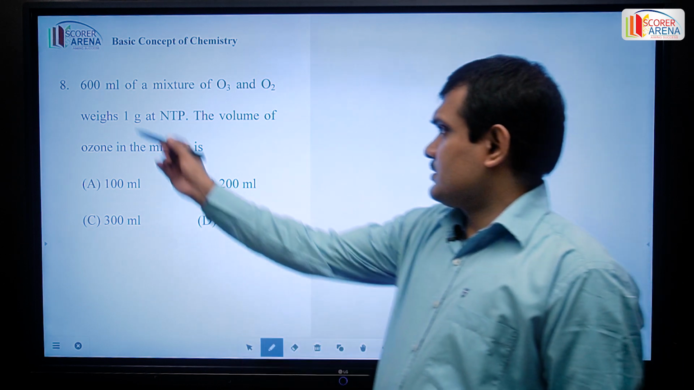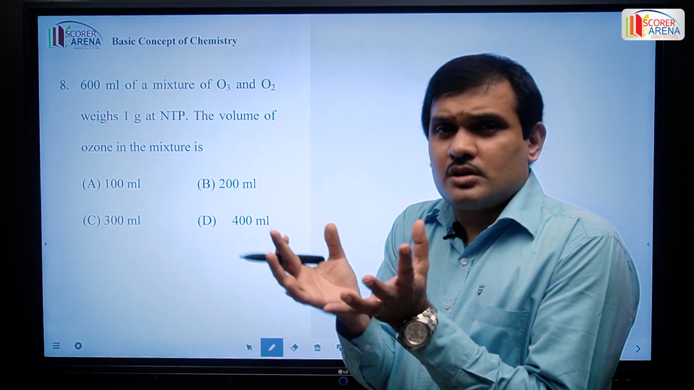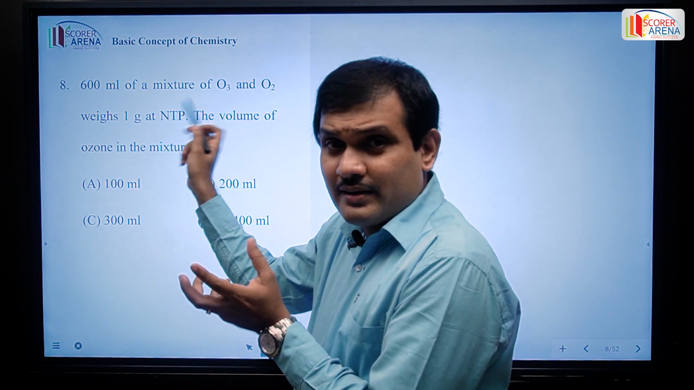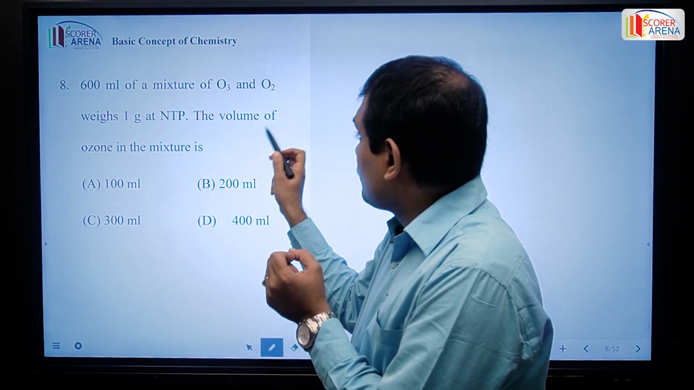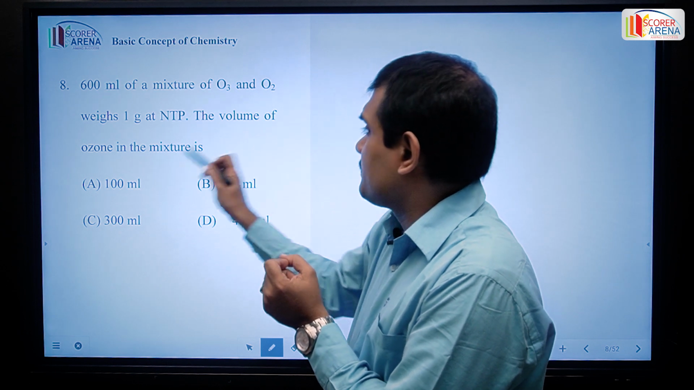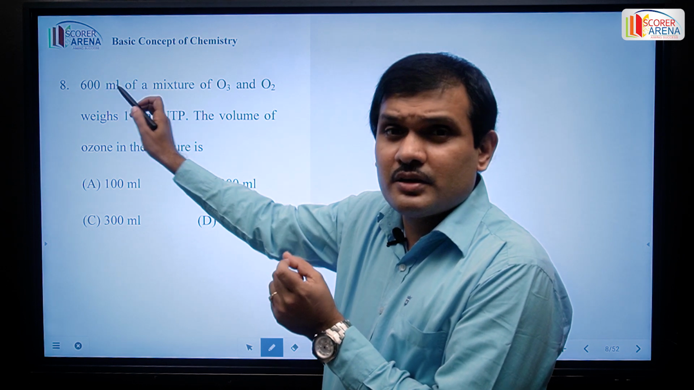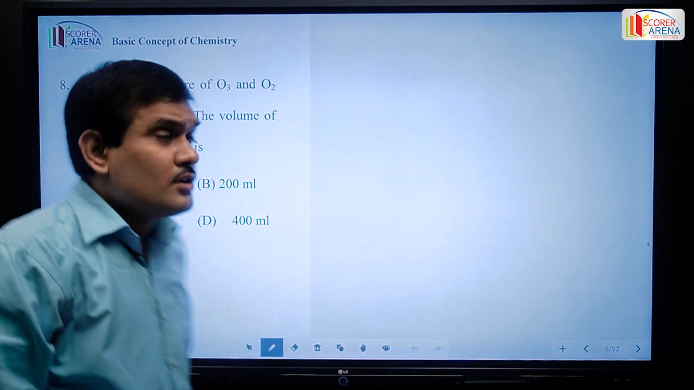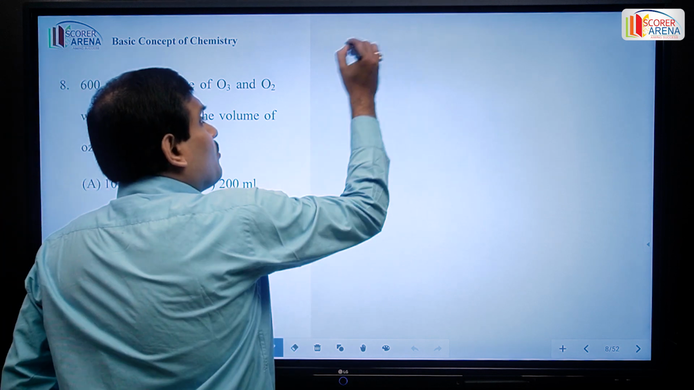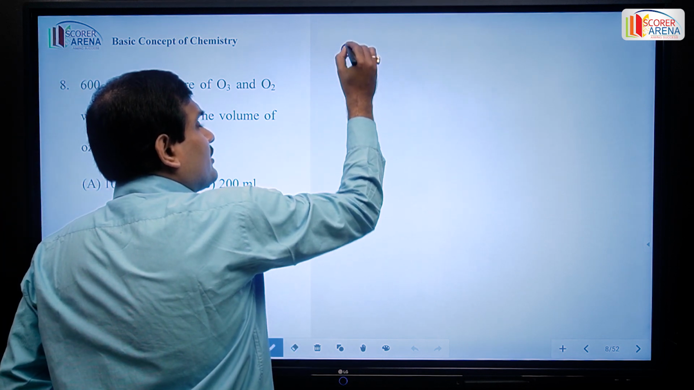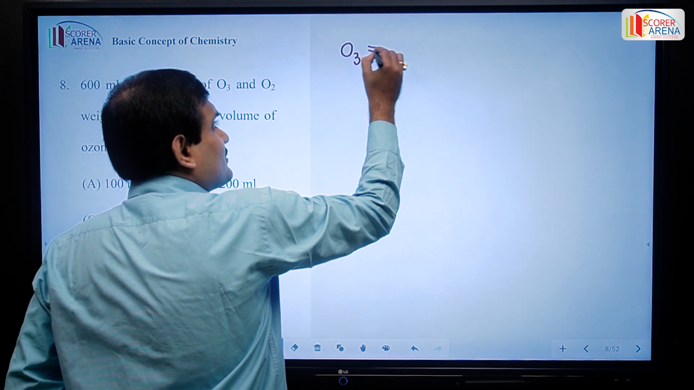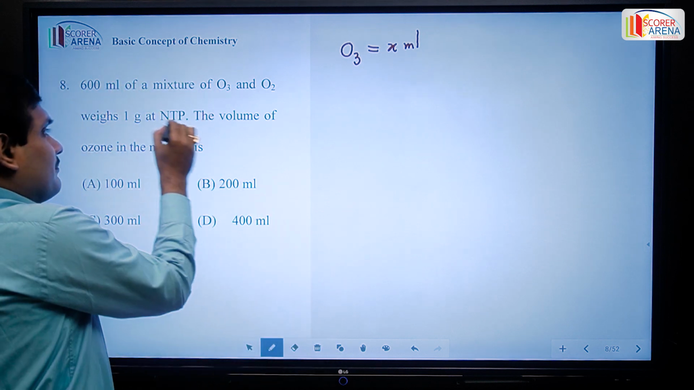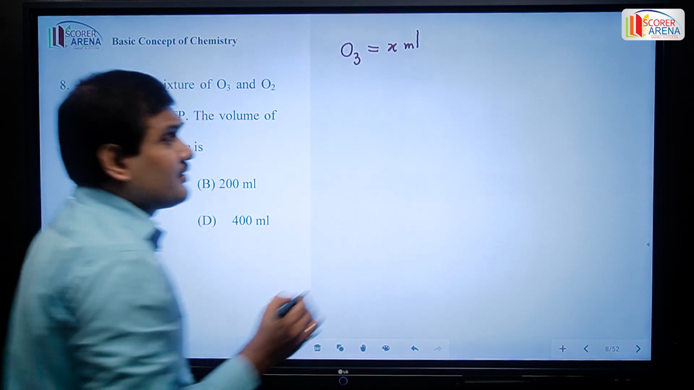It is given 600 milliliter of a mixture of O3 and O2. That will have a mass 1 gram at NTP, it is provided. What will be the volume of ozone present in the mixture? That means 600 milliliter contains how much milliliter of ozone, that we have to find out. So let us take ozone present in that mixture as x milliliter. All the conditions are given at NTP.